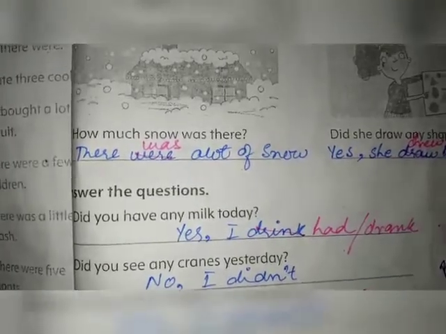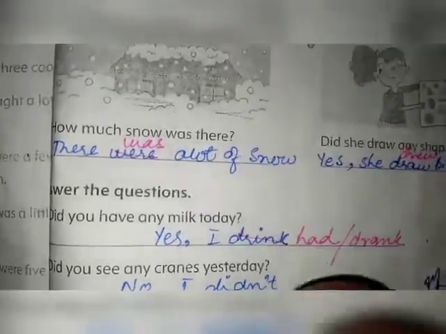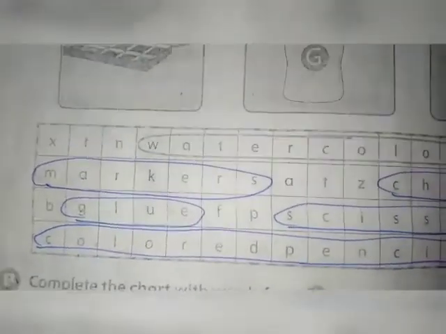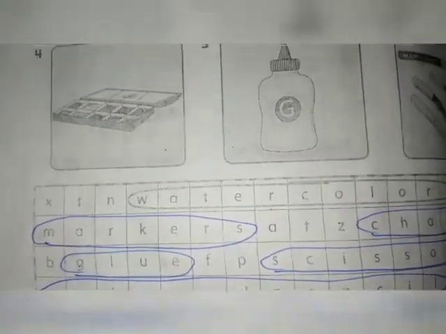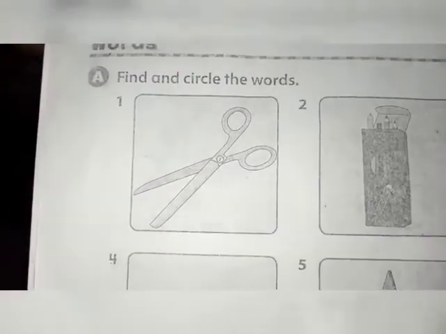Okay, now turn the page. Next page is page number 160. Find and circle the words. Some jumbled alphabets are given here. You have to find the words. The first picture is scissors. You have to find the word scissors from here.